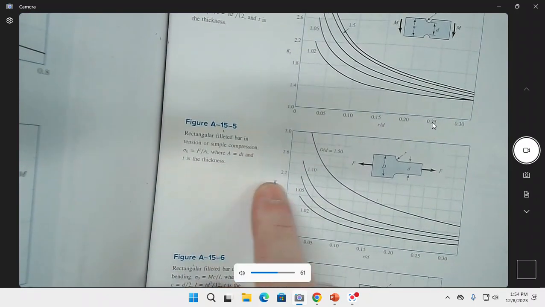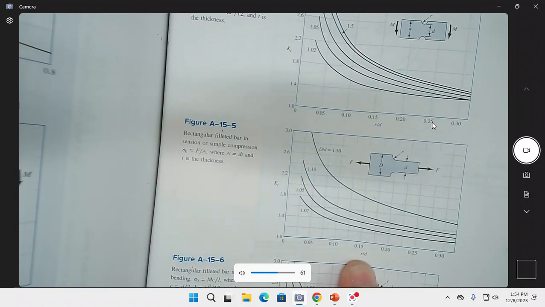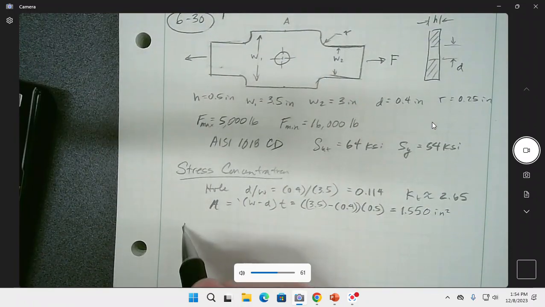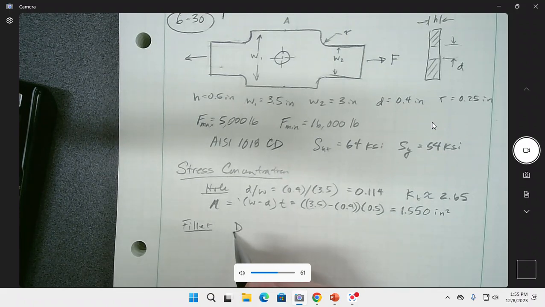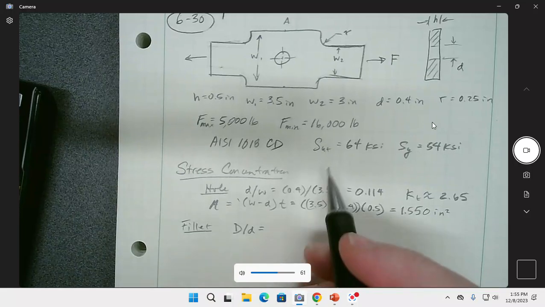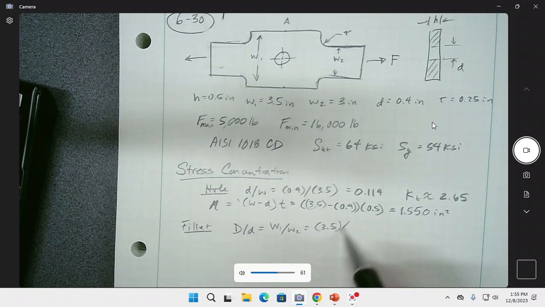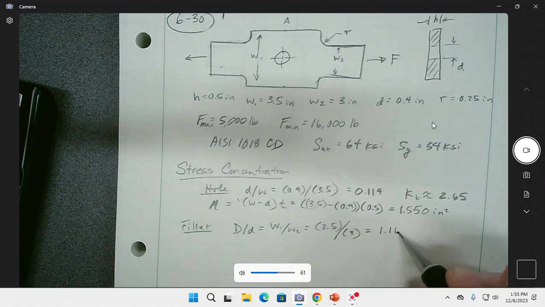All right, so the other one is going to be off of this figure. We need big D over little d, and we need R over little d. So this is the fillet, the hole there. Don't call it fillet. They'll make fun of you. For us, that's going to be big W1 over W2, which is going to be 3.5 over 3, 1.167.